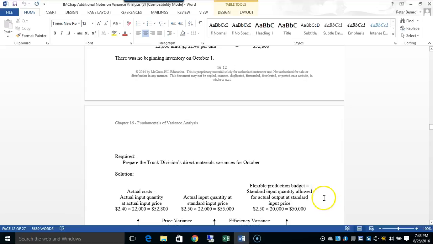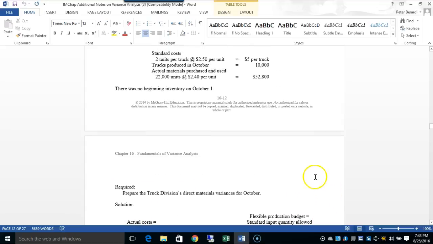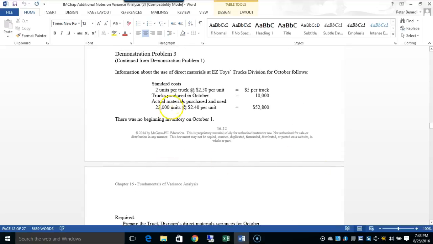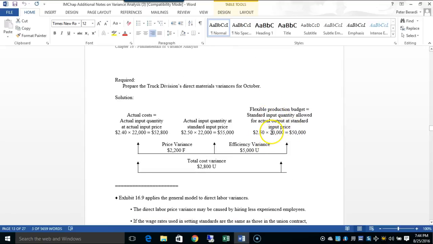On the flexible budget side, which I recommend you do after the actuals, you're going to take your standard price times a flexible quantity. So, it takes 2 units per truck. This basically is irrelevant to us, right here, the $5. What's relevant is it takes 2 units to make a truck of this particular material. We produce 10,000 trucks. Therefore, under this volume, we should have used 20,000 units, which is our standard quantity. So $2.50 times 20,000 equals a total cost of $50,000.